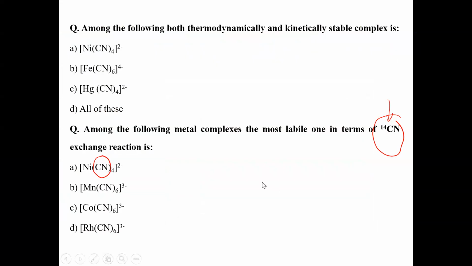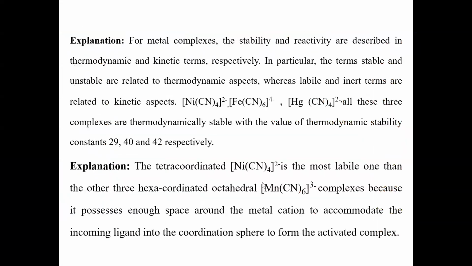Okay, so these are the explanations. For metal complexes, the stability and reactivity are described in these terms. In particular, the terms stable and unstable are related to thermodynamic aspects, while labile and inert are kinetic aspects, as I have already told you. So these complexes are all thermodynamically stable, with these experimentally determined thermodynamic stability constants, that is 29, 40, and 42. So they all are thermodynamically stable.